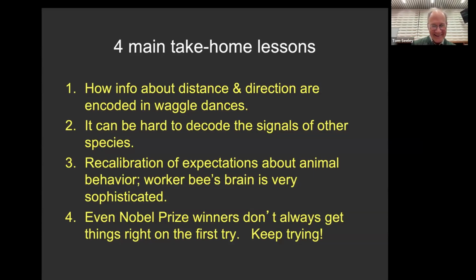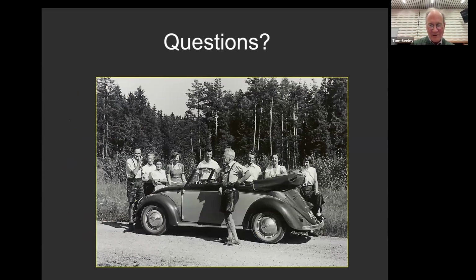And I guess the fourth take-home message is this: even Nobel Prize winners don't always get things right on the first try. So, if you're running into a problem and you can't solve it right away, keep trying. At least that's the lesson I've learned. And at this point, I will just bring us back to Carl von Frisch and his nice two-tone Volkswagen Bug from the early 1950s and ask if there are questions. And if there are, I'll do my best to answer them.